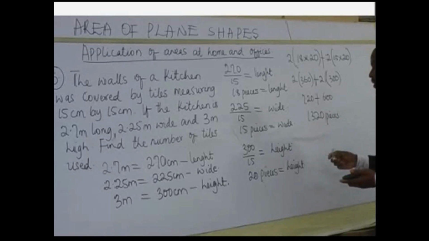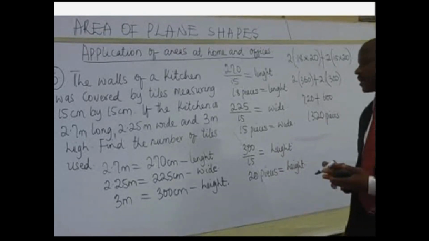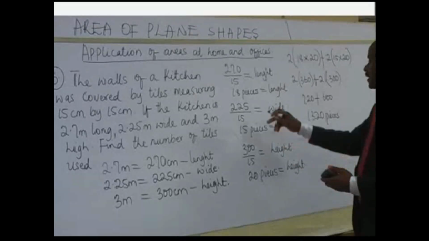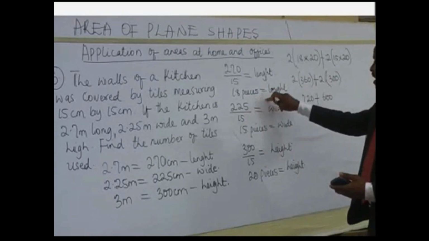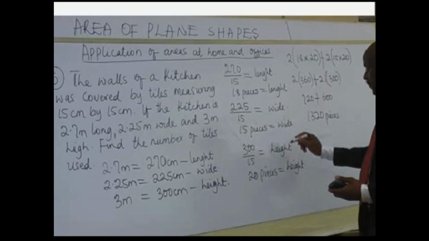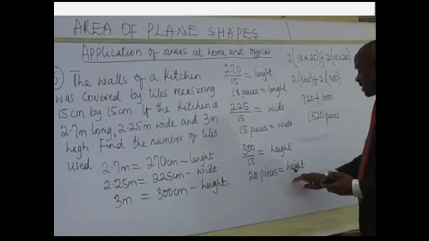That will be okay for that kitchen. That 18 pieces will be needed for the length, 15 pieces will be needed for the width, 20 pieces will be needed for the height.